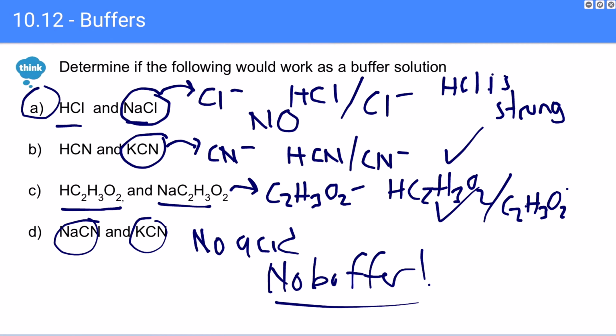So again, pretty easy to determine if we have a buffer solution. We just need to look at our chemicals that we have available. First off, we have to ask ourselves, do we have a weak acid or base? Do we have its conjugate? And if so, then we can be considered a buffer solution.